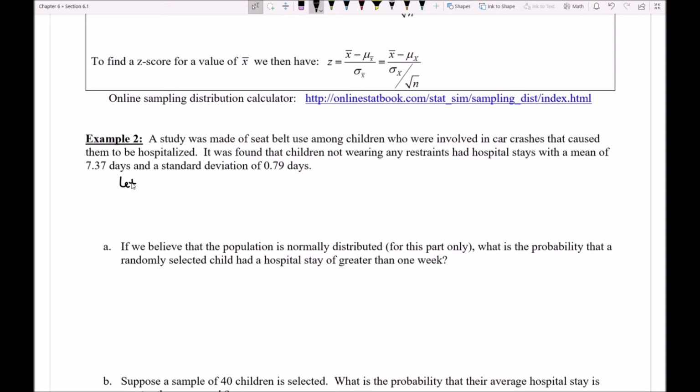The first thing I want to do is to see what variable I'm really being given here. What's the random variable? What distribution does it have? Well, notice that I'm being told about how long a child is staying at the hospital. There's an average stay and there's a standard deviation of stays. But again, that's for a child.